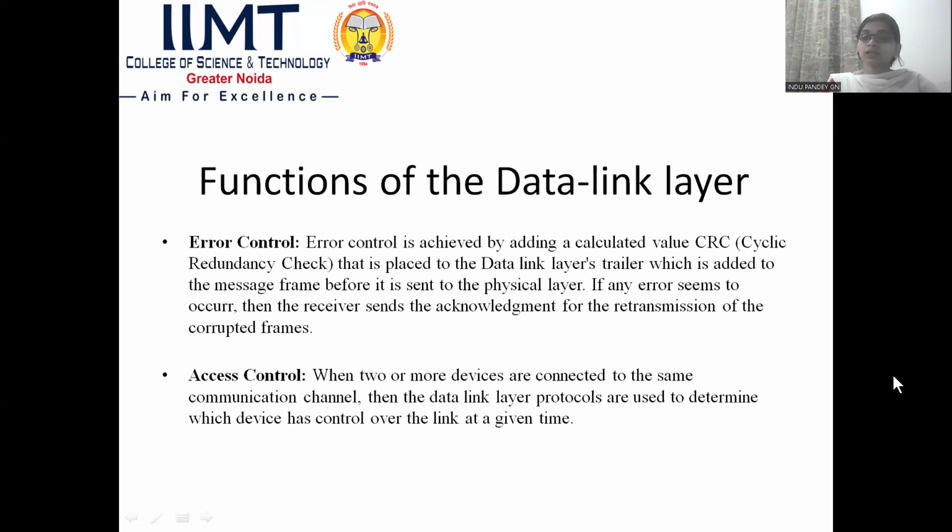When two or more devices are connected to the same communication channel, then data link layer protocols are used to determine which device has control over the link at a given time. Which means when two or more devices are connected through a channel, there are certain kinds of protocols that govern how the data is transmitted from sender to receiver, and there is also an authority established between sender and receiver so that the message is accessible to both of them.